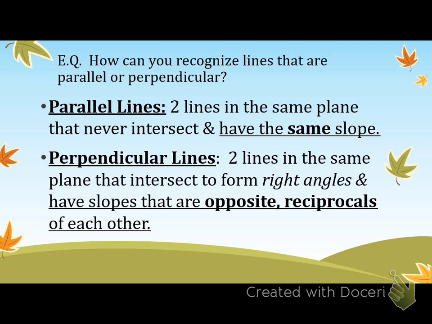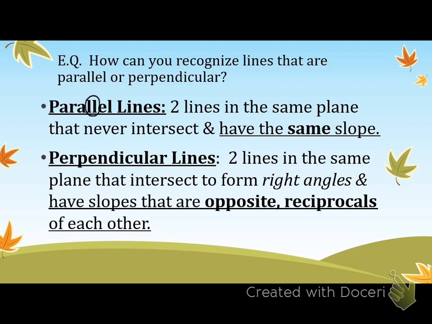So if the song that you just heard is not enough to remind you, I also like that when you spell the word parallel, there are these two L's side by side that kind of resemble two lines that are never going to meet. Okay, but two lines in the same plane that never intersect and they have the same slope. Which means the slopes are exactly the same. This is where our focus is going to be today. So after you fill in the blanks, I want you to highlight where it says have the same slope.